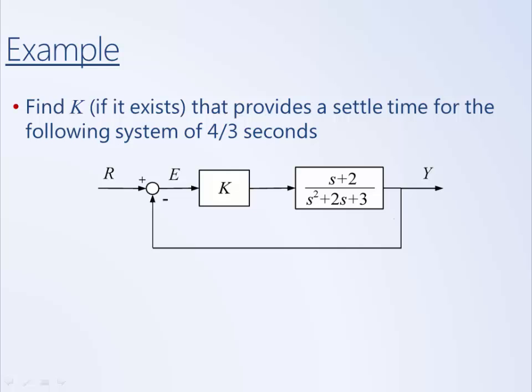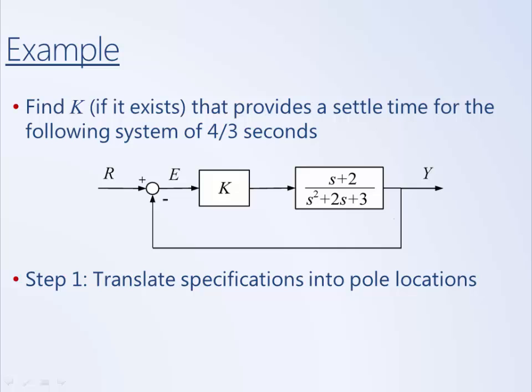Let's now try an example to better illustrate the procedure from the previous slide. So in this example, we'd like to find the value of the gain k, where we have a negative feedback system with a simple proportional controller. So we want to find the gain k, if it exists, that provides this system, the closed loop system, a settling time of 4/3 seconds. Okay. So the very first step in our procedure is to translate the specifications into pole locations. So take a second and think about how a requirement on settling time translates to a pole location.